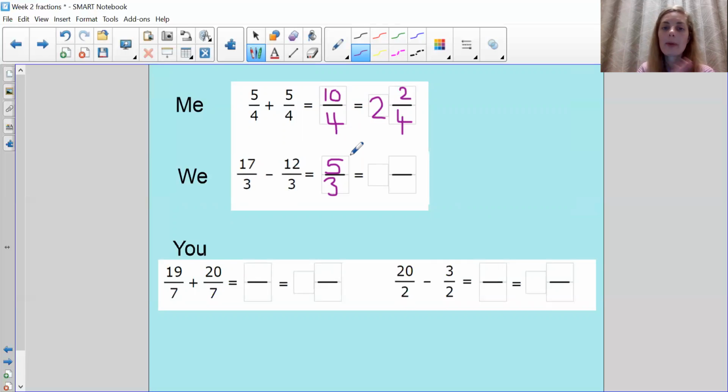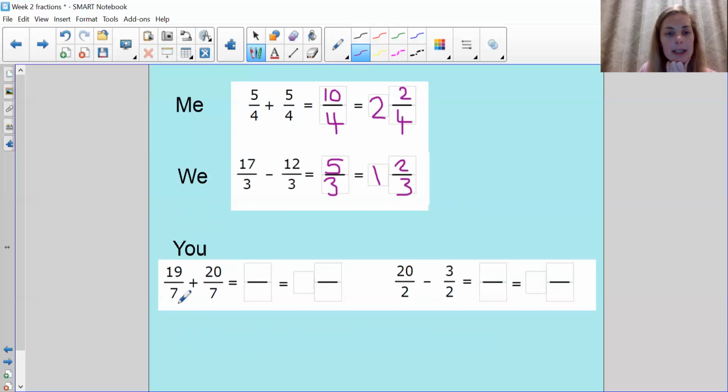And I'm going from improper to mixed. I'm going to say 3 goes into 5 once. And I'm left with 2. And I leave the bottom number the same as this number. I'm now going to go check to see if my improper fraction is correct. And I'm going to say 3 times 1 is 3. 3 plus 2 is 5. And I leave the bottom number the same, thirds, so 5 thirds is correct, okay? Right, so if you're happy now, see if you can pause the video and carry on with the last 2.